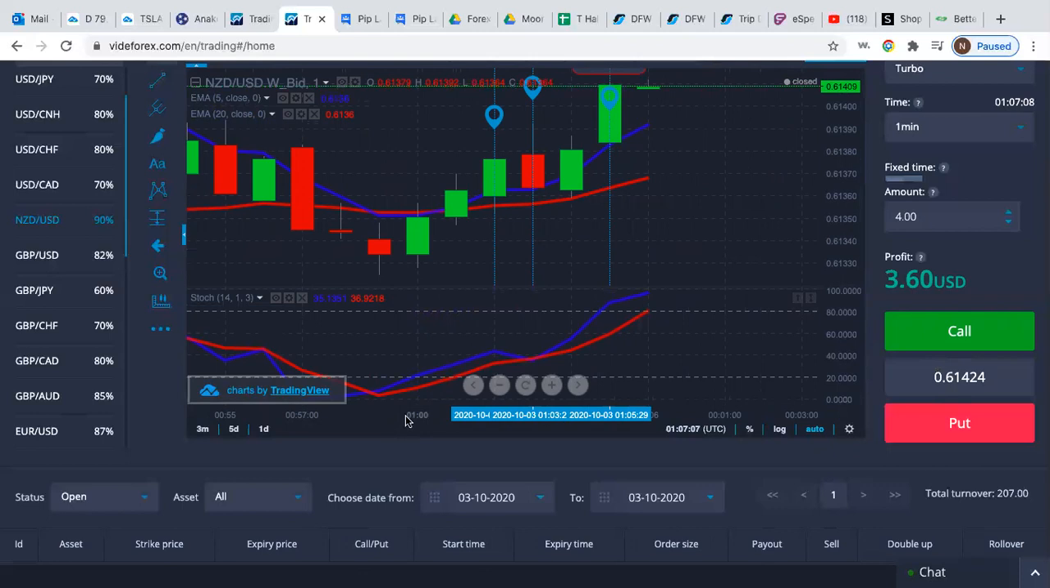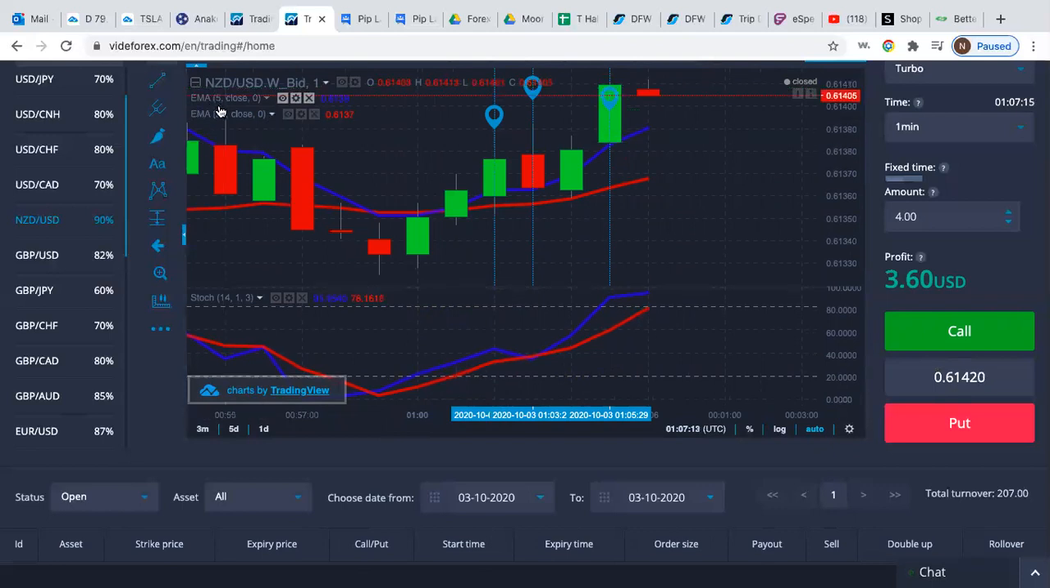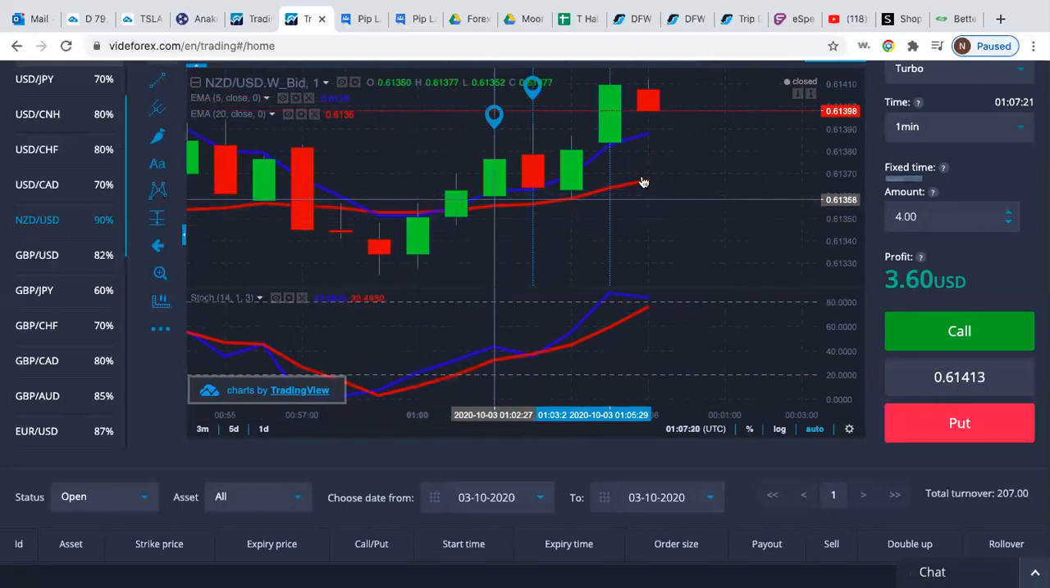So this is just something that I wanted to show that I've been using and it's been successful. I'm gonna go over the settings one more time. It's 2 EMAs here at the top, the 5, which is blue, and the 20 EMA, which is red. Remember, the blue line is your money line. If it's above the red, it's a buy. If it's below the red, it's a sell.